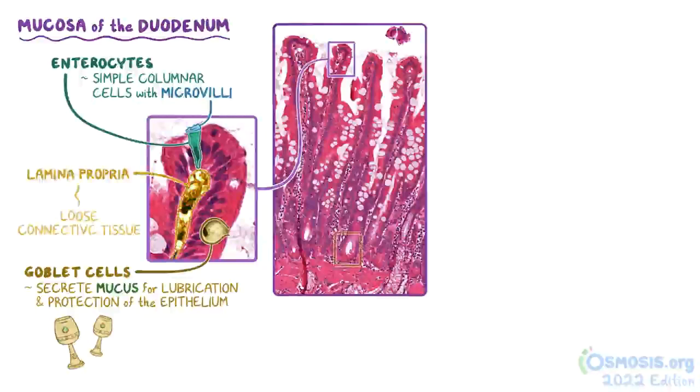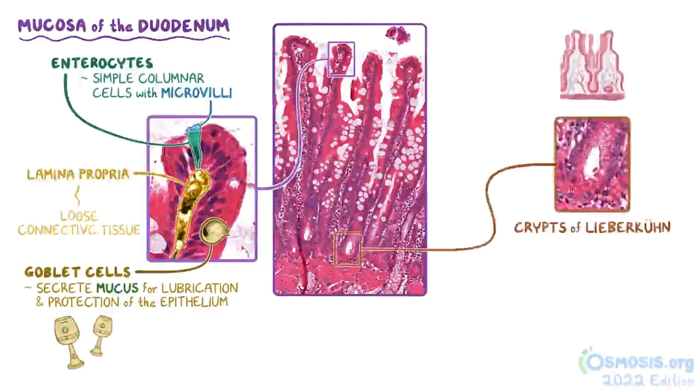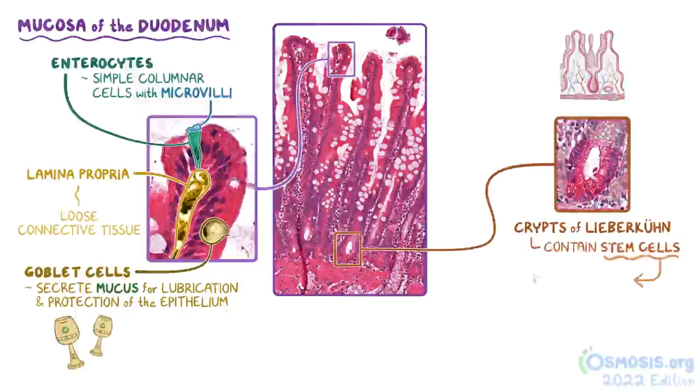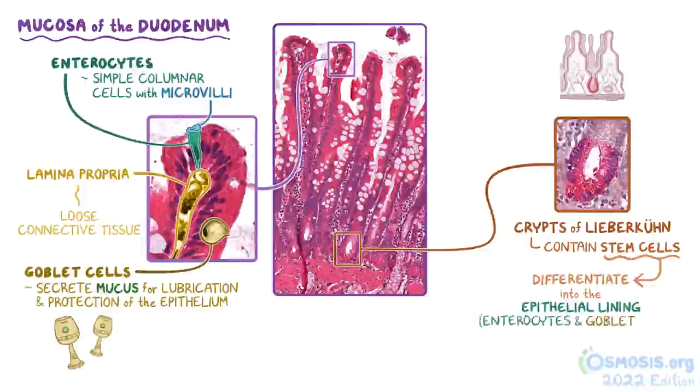The lamina propria is the loose connective tissue that supports the enterocytes and forms the middle or core of each villus. The crypts of Lieberkühn, or intestinal crypts, are glands found at the bases of the villi. The crypts contain stem cells that slowly differentiate into the cells that form the epithelial lining of the small intestine, which include both the enterocytes and goblet cells.